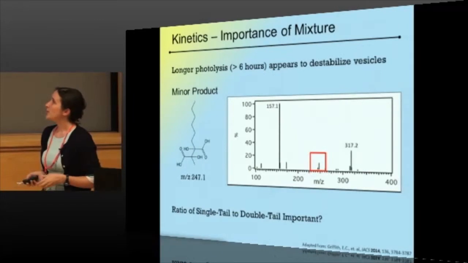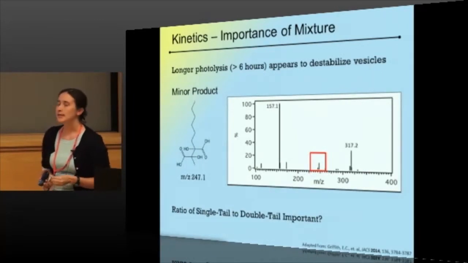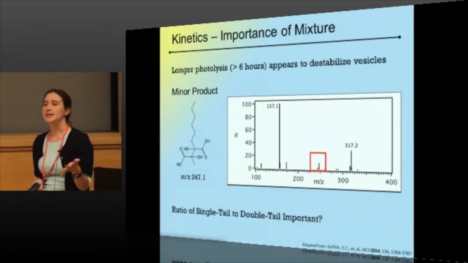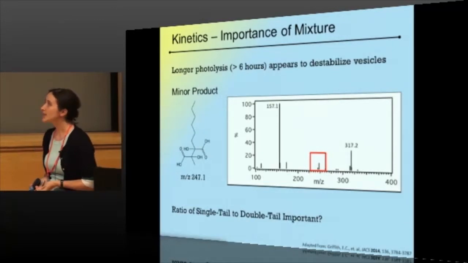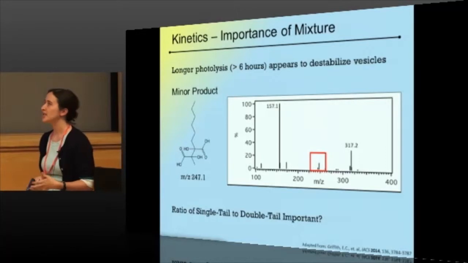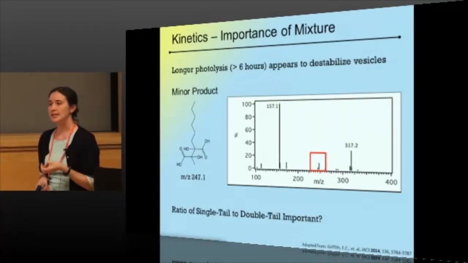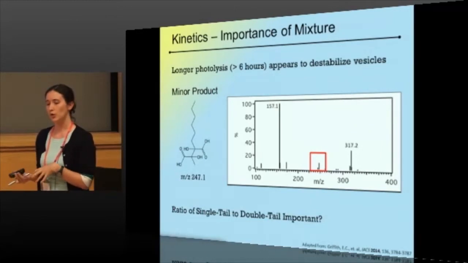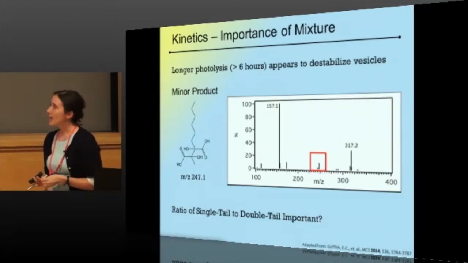So what we don't really know exactly is the importance that the kinetics of this process may have. It looks like the longer photolysis time that we have for our particular thing appears to actually destabilize the vesicles. They last less long if we did a longer photochemical experiment at the beginning. And that may be in part due to this minor product that we make.